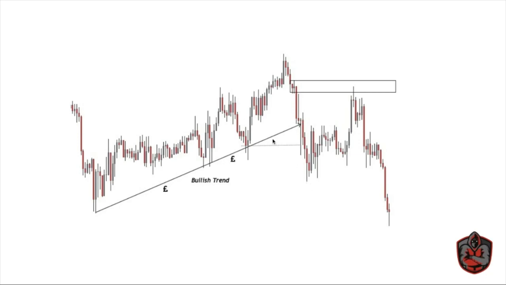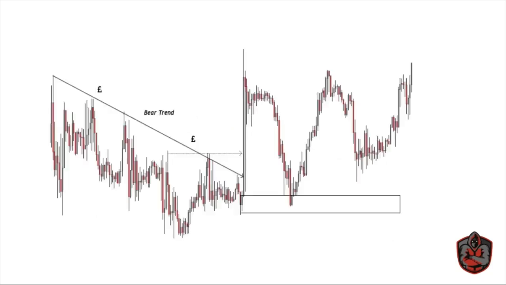Liquidity was taken out, structure was broken, price pulls back, mitigates this area of supply, and then continues price over to the downside. This is another example. Price was printing a series of lower highs and lower lows. Now again, without the liquidity concept that I'm teaching you now, you could have taken this trade right over here. How? Because look what happened over here.